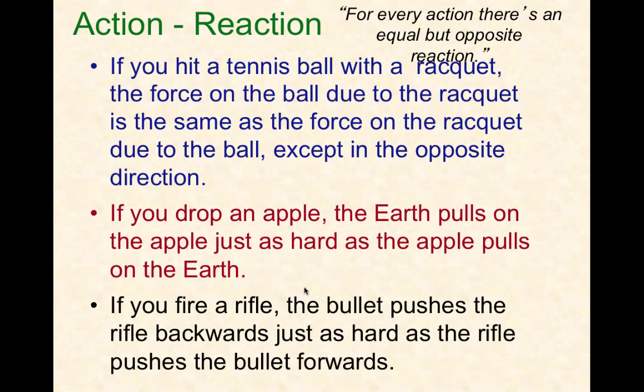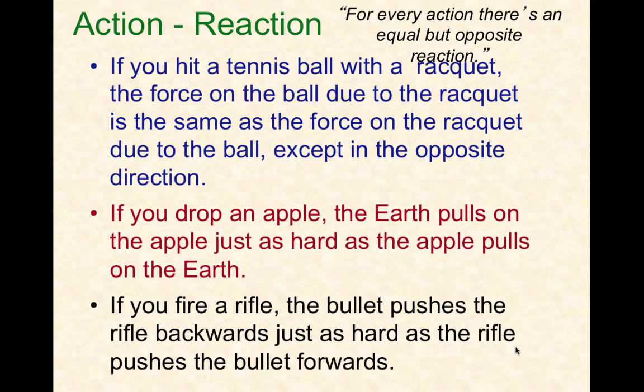Again, if you drop an apple, the Earth is pulling on the apple just as hard as the apple pulls on the Earth. So as an apple falls towards Earth, just as Earth is pulling the apple down, the apple is pulling the Earth up. The last example of Newton's third law: if you fire a rifle, the bullet will be pushing the rifle backwards just as hard as the rifle pushes the bullet forward.